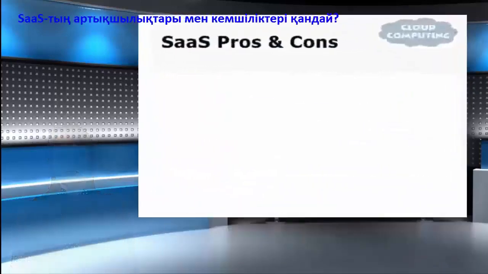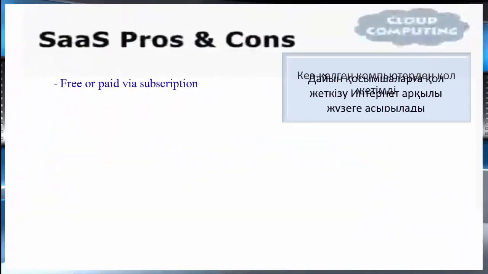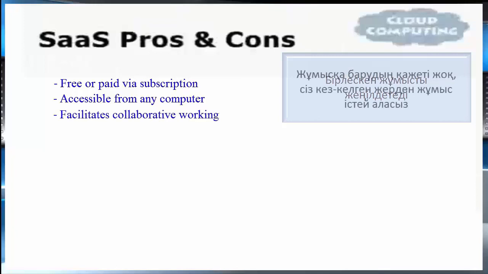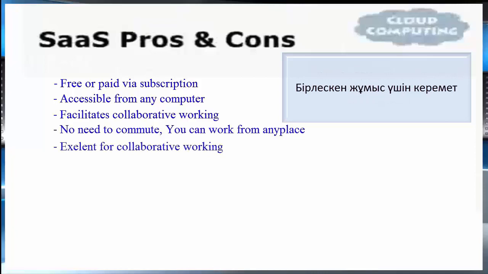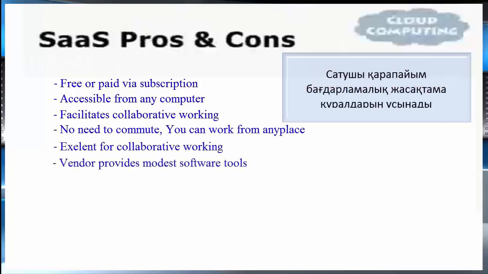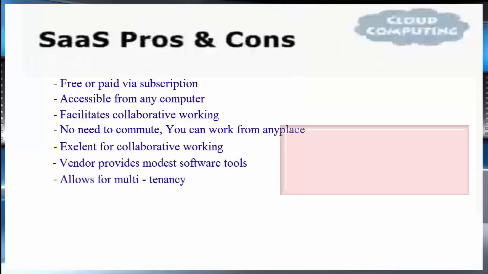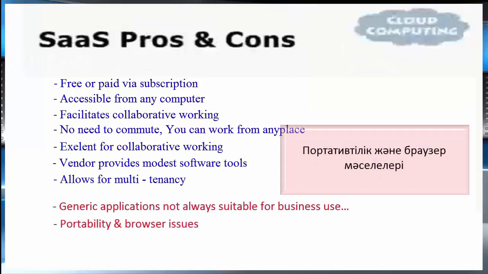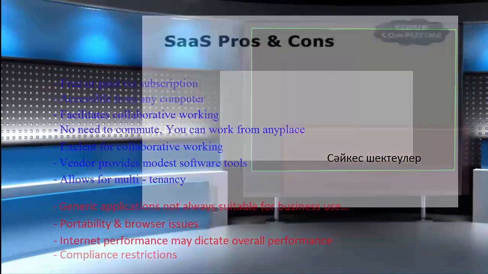What are the pros and cons of SaaS? Pros of SaaS: it operates via subscription, is accessible from any computer, facilitates collaborative working, no need to commute, you can work from any place, vendors provide modest software tools, and it allows for multi-tenancy. Cons of SaaS: generic applications are not always suitable for business use, portability, browser issues, internet performance, variable overall performance, and compliance restrictions.